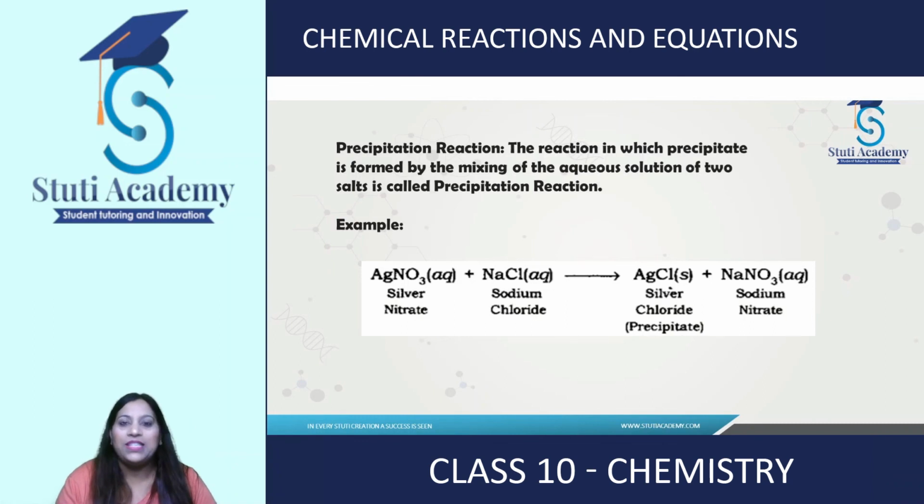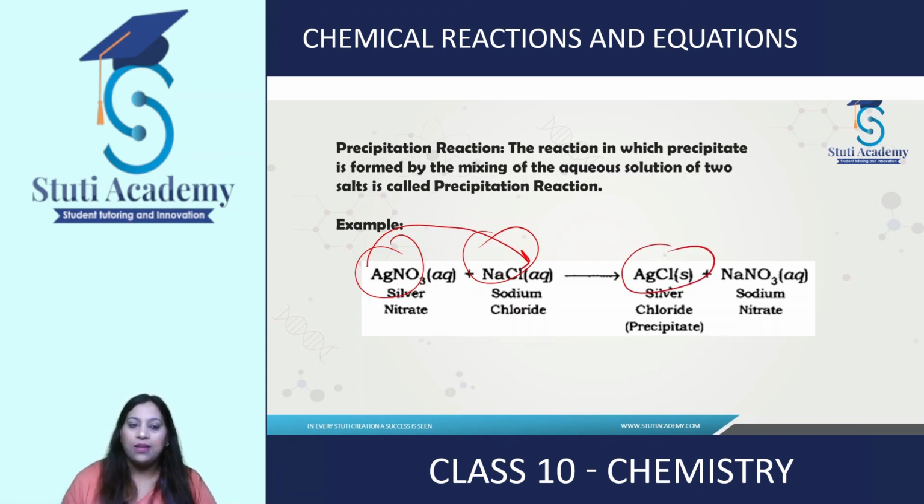Next reaction is precipitation reaction. Precipitation is that kind of reaction in which a precipitate is formed and it takes place between the mixing of aqueous solution of two salts. For example, when silver nitrate reacts with sodium chloride, it results in the precipitate of silver chloride, which is AgCl, and this is sodium nitrate. So this kind of reaction in which precipitate is formed is known as precipitation reaction.